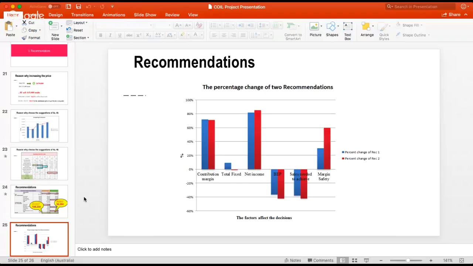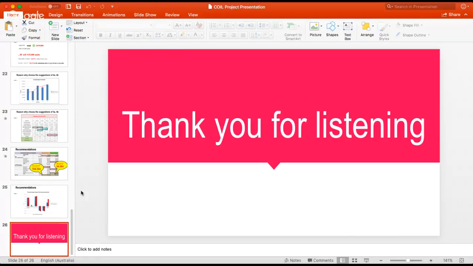Moving to the graph of percentage change between the two recommendations. All the factors affecting the decision show the second solution is better. It seems to be better than saving the expense and reducing the total fixed cost as much as possible. This is the end of our presentation. Thank you for listening.